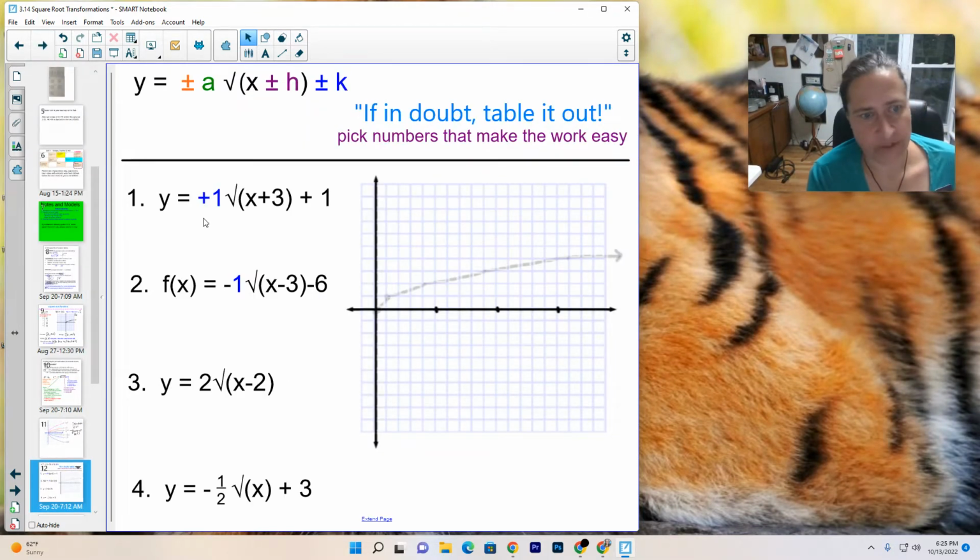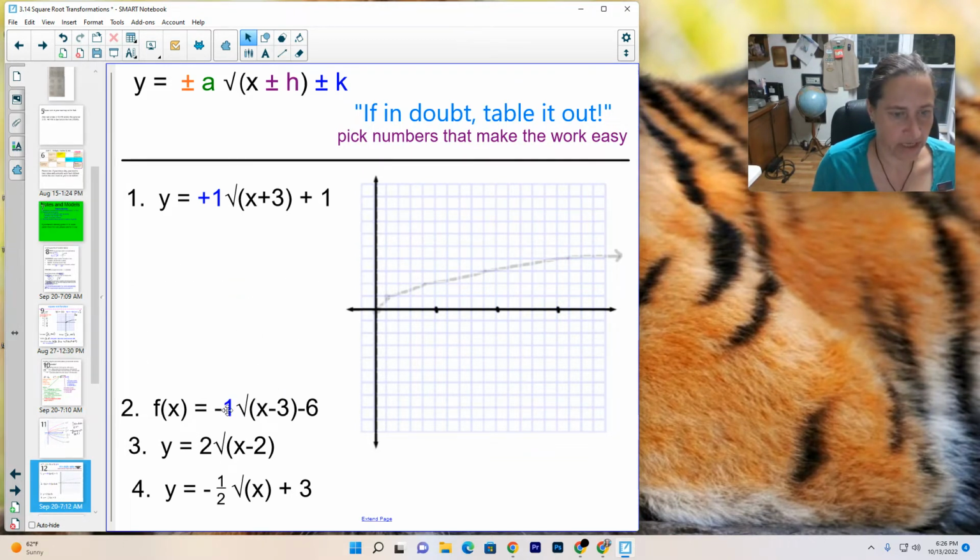Now we want to pick numbers that make the work easy, so let's take a look at these. Remember, I'm going to erase them each time as we work through them. I graphed our parent function there so that we can do a comparison. This is a positive, so it's going to go up like the parent function. It's a 1, so it's actually going to follow the parent function. But we do have some coordinate shift.